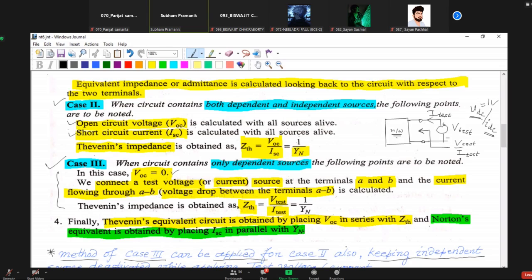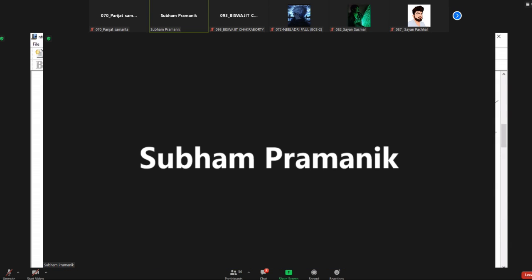So better not to use it, otherwise there might be some confusion. You may forget this step, and if you forget to deactivate the independent source while applying the test voltage, then there will be an erroneous result. So it is better to remember only this for case 2, only this for case 3, and case 1 is already known. You know how to apply case 1. So now I shall go to that PPT presentation again and show you an example related to case 2. I am stopping this.